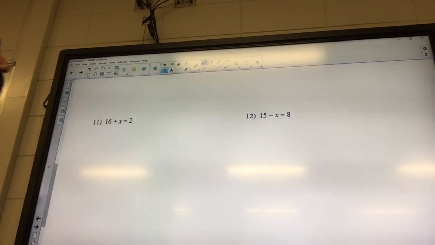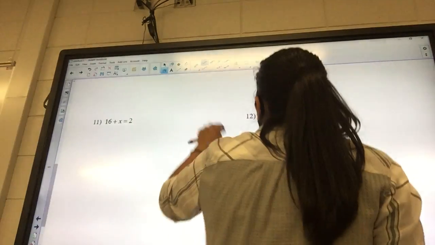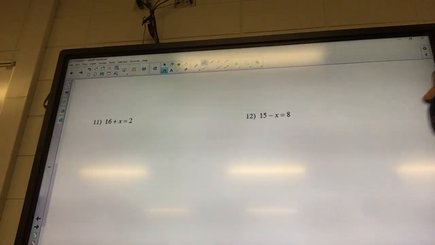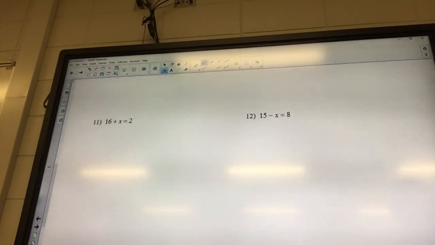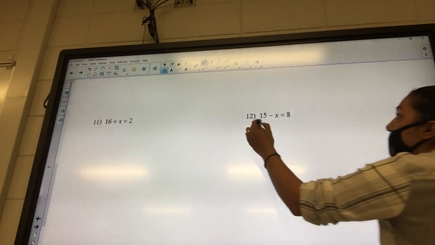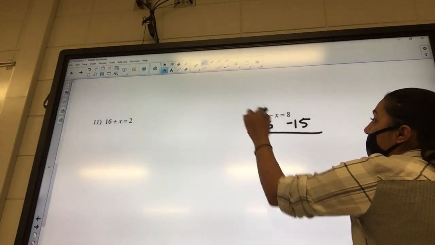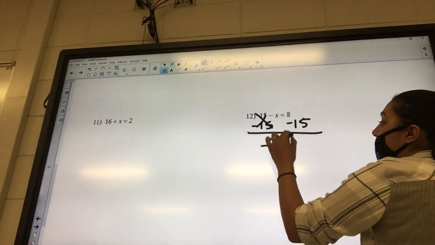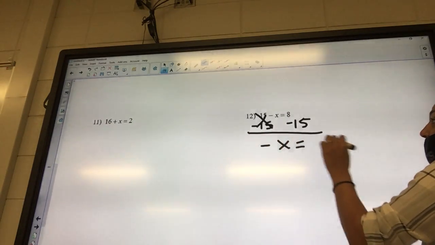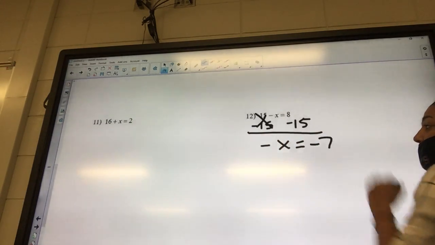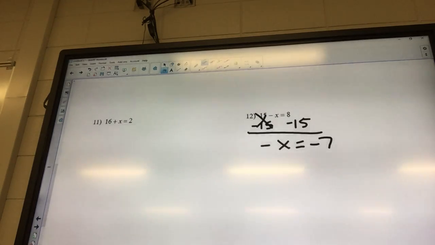11 and 12. These are both one steps also, but we're going to do 12 because some of you guys are going to screw this up. So our first step is going to be minus 15. Even if you did this one, look at it, make sure you did it right. So I got negative x equals negative 7. Is x by itself?